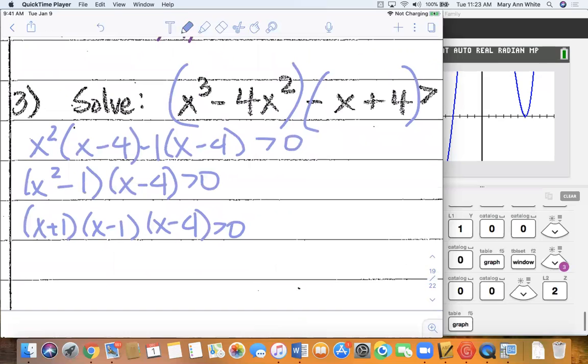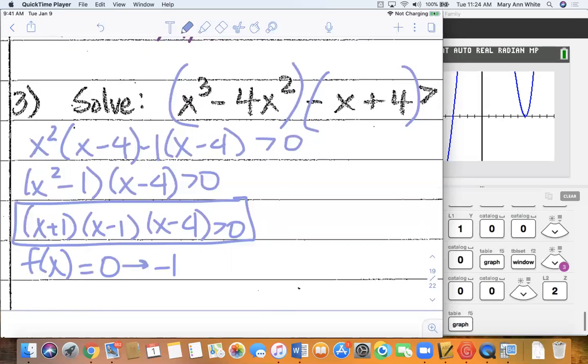This is helpful because I needed it in factored form. So we're here in factored form. And once it's in factored form, I want to list what the zeros are because I need that for my number line. I need that for my sign chart. So my zeros, where f of x equals 0, are negative 1, positive 1, and positive 4.